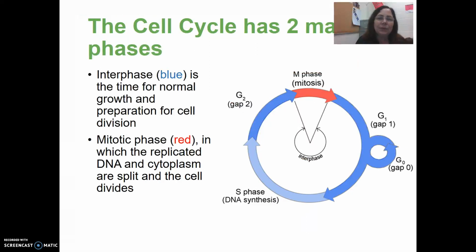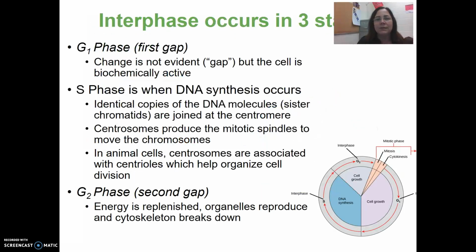The regions in blue are all representing interphase, and this is the time for normal growth and preparation for cell division. Again, there is G1, S, and G2 phases or stages of interphase. And then mitosis is the phase in red, and that is when the DNA, the nucleus, and the cytoplasm are split and the cell divides in half. And then G0 represents the phase that a cell will go into if it's not going to divide.